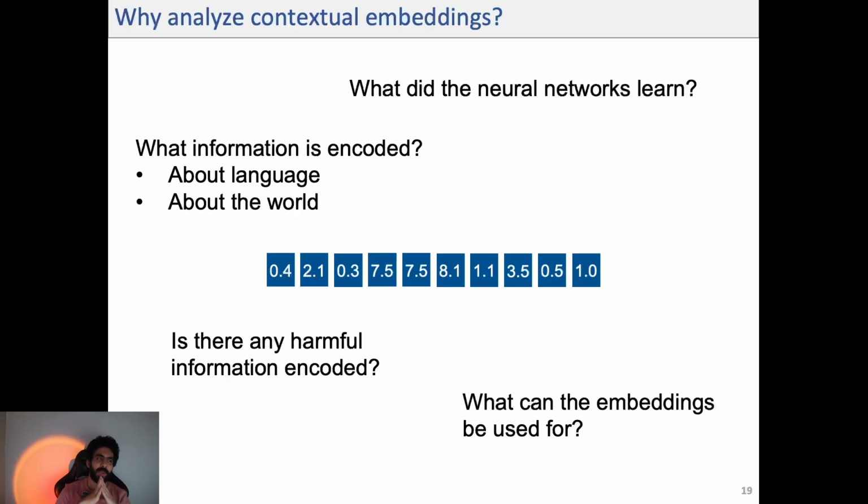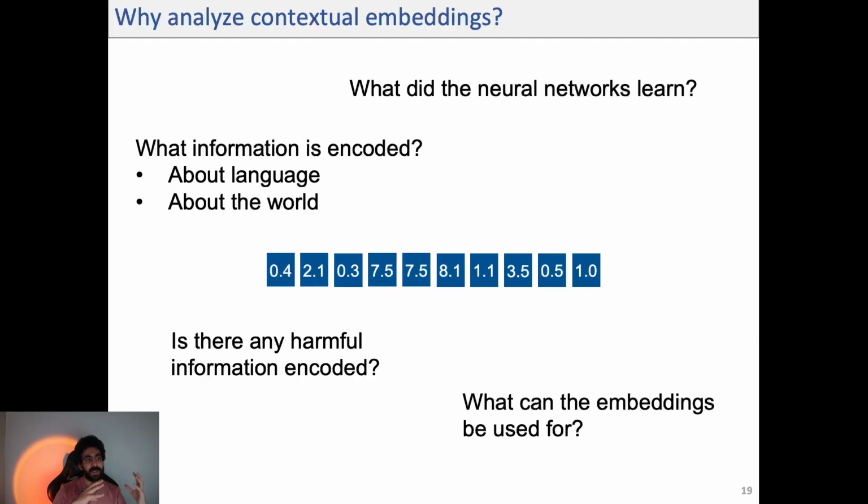So now that we know how to create and use those contextual embeddings, the next big question is, what's actually inside these vectors? What have the neural networks learned? These embeddings store a lot of information, not just about language like grammar or syntax, but also about the world itself. For example, they might learn that a doctor and hospital are related, or that ice is associated with cold, even if we never told the models those facts directly.